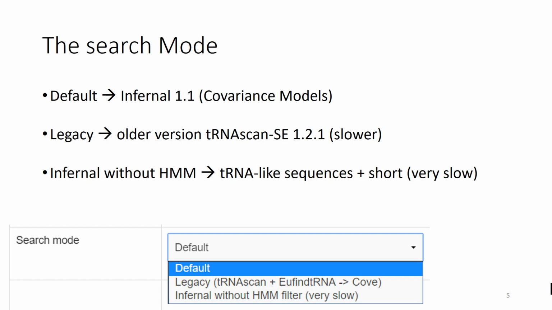The infernal without HMM option is meant for short, low-scoring tRNA-like sequences that have lower similarities, because this will increase sensitivity, but it makes the search very slow. This search doesn't use HMM profiles, and because of this it's a lot more sensitive, like I said earlier, but at the same time also a lot slower.